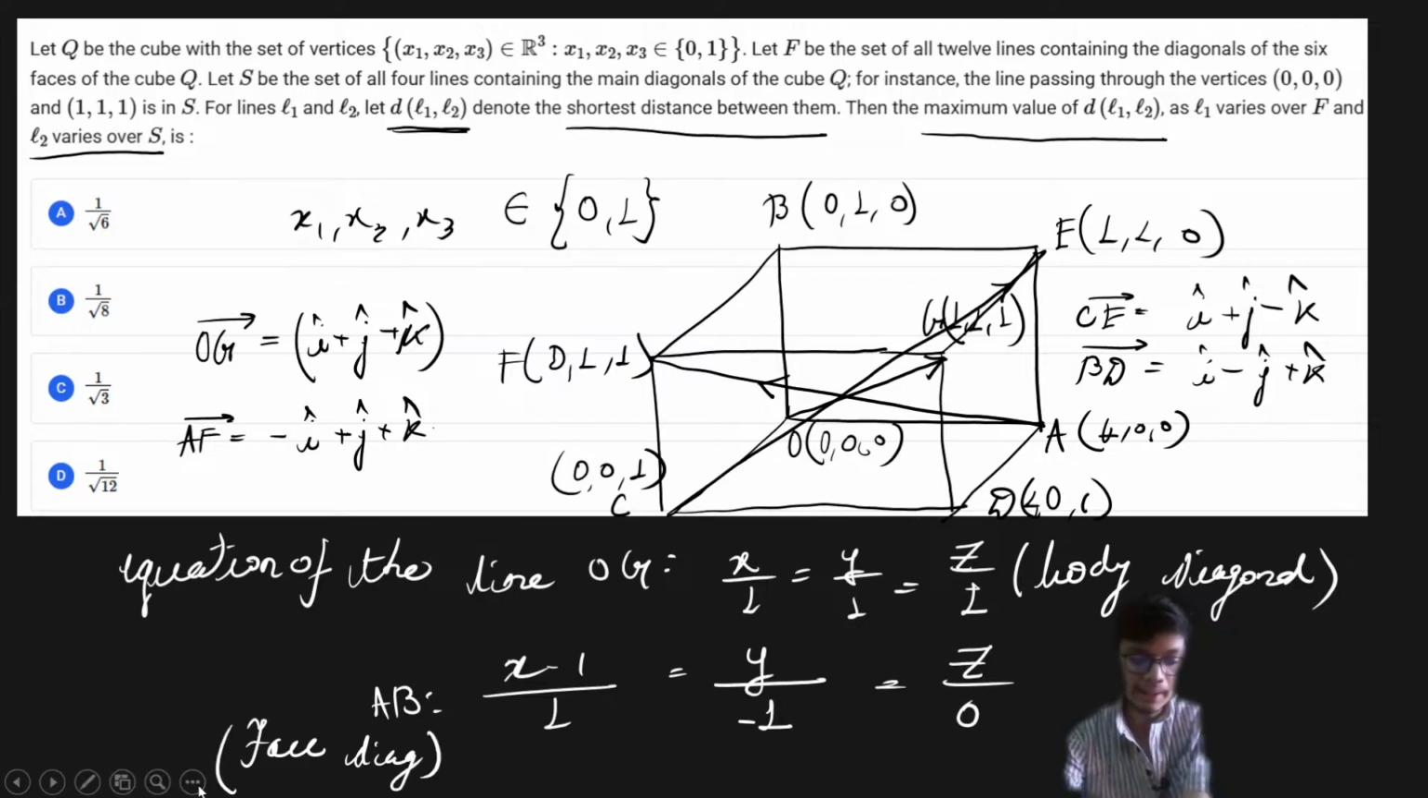Right? Now, from this, what I can see over here is that d denotes the distance between L1 and L2, where L1 is a line from the face diagonals and L2 is a line from the body diagonals, the main diagonals, right? So if we recall the formula for calculating the shortest distance, d of L1, L2 denotes this shortest distance, right?